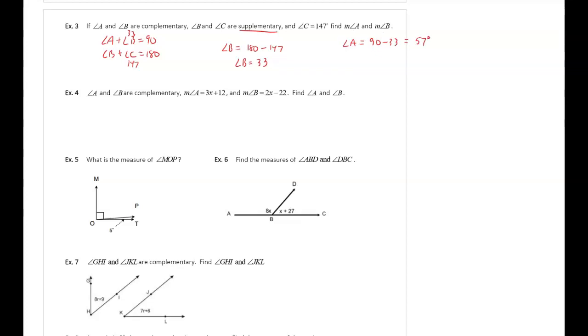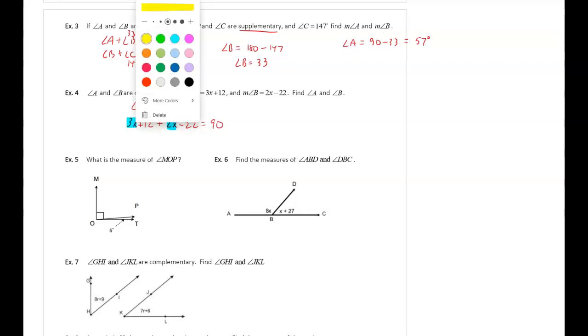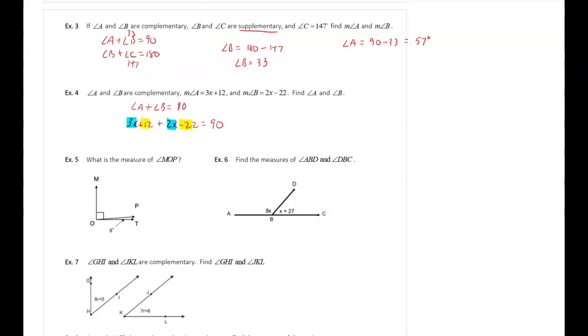Okay? Do me a favor, pause the video, try number 4 on your own, and then come back and check your answer. So in this example, they tell us A and B are complementary. So we know angle A plus angle B have to add up to 90 degrees. If angle A is 3x plus 12 and angle B is 2x minus 22, I know these add up to 90. Now I can take this, combine like terms, and once I combine like terms, I can go ahead and solve for x.